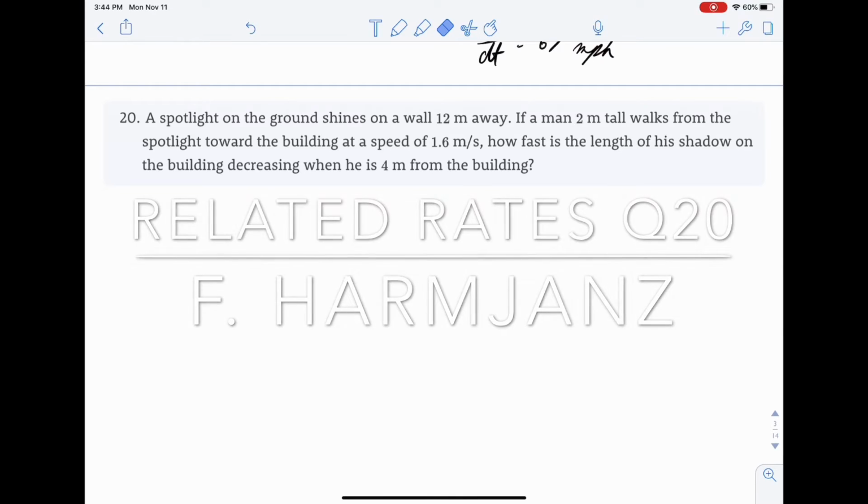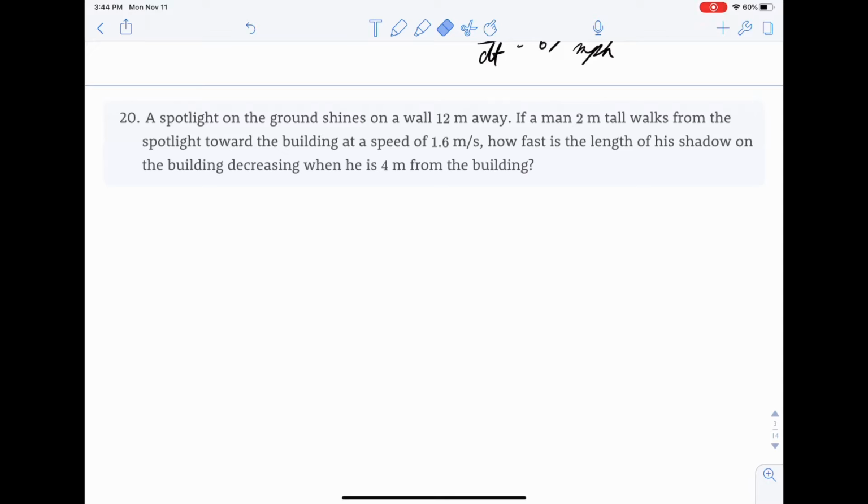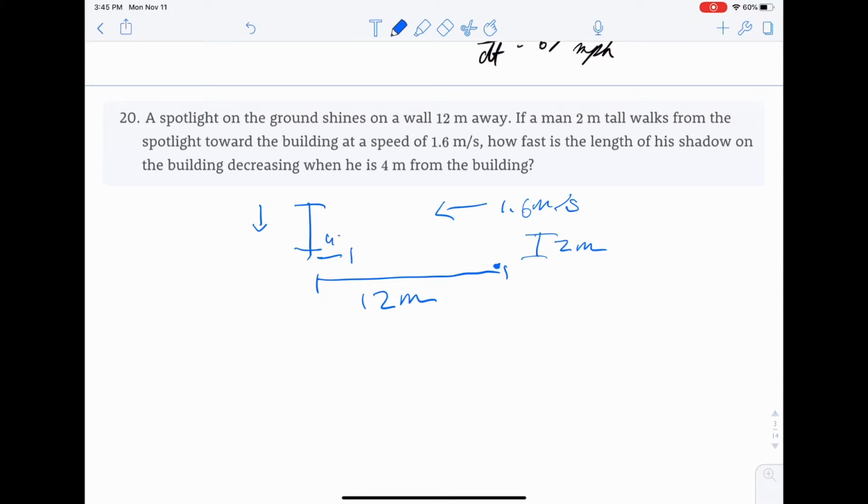So, in order to solve this question, we have to first draw a picture. We have a spotlight. Let's draw the spotlight right here, and it is 12 meters away from a wall, right? A man who is 2 meters tall, so let's draw that, 2 meters, walks at a speed of 1.6 meters per second. And it's asking how fast his shadow is decreasing in length when he's 4 meters away from the building.